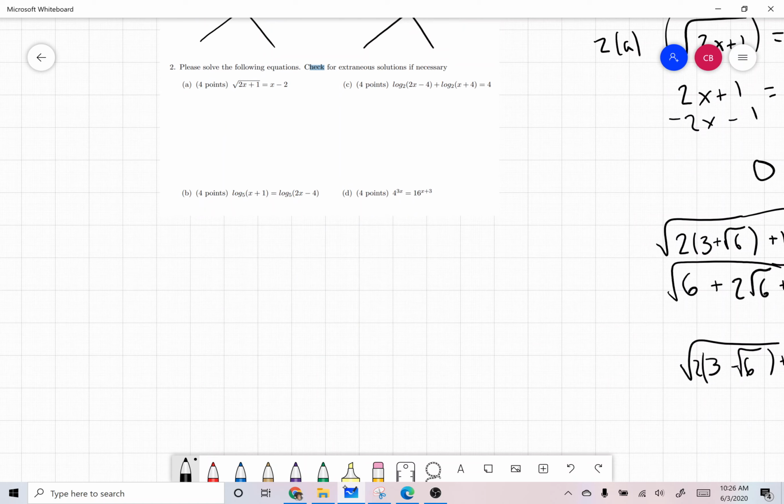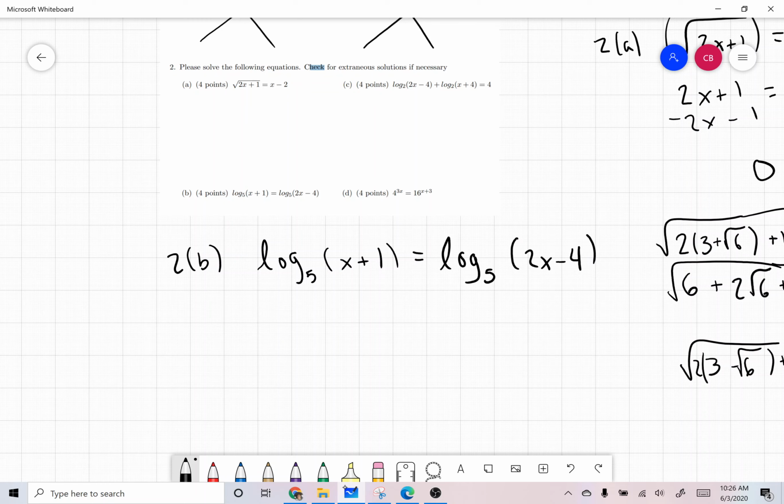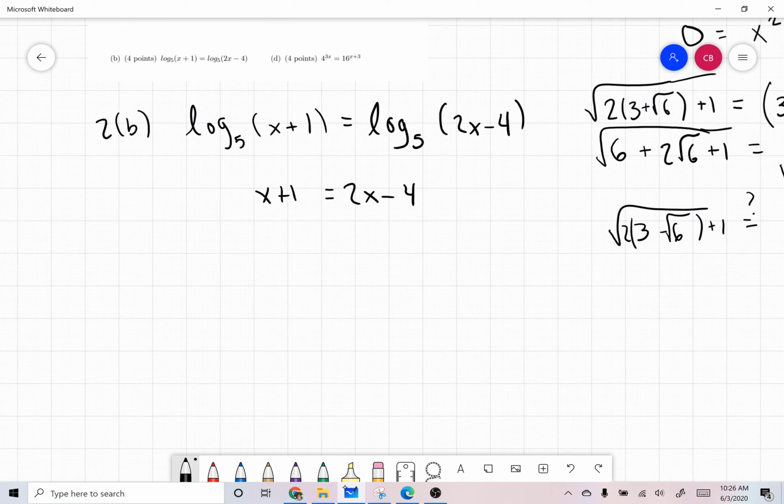Let's do the next one. We're going to do part C actually instead of part... let's do part B. We have 2b: log of x plus 1 is equal to log of 2x minus 4. Now this only happens if x plus 1 is equal to 2x minus 4 since the logs are the same, which gives minus x plus 4.